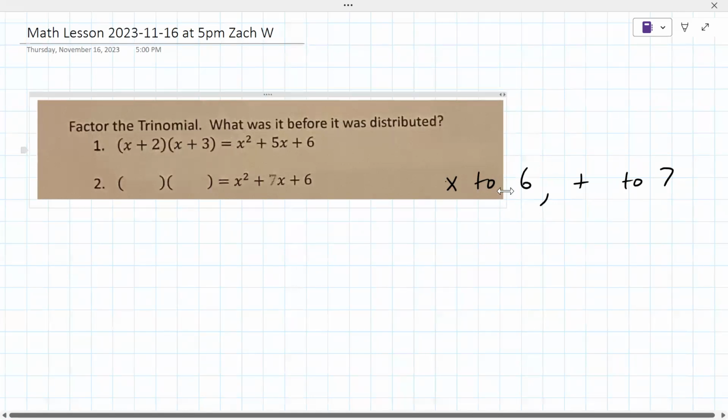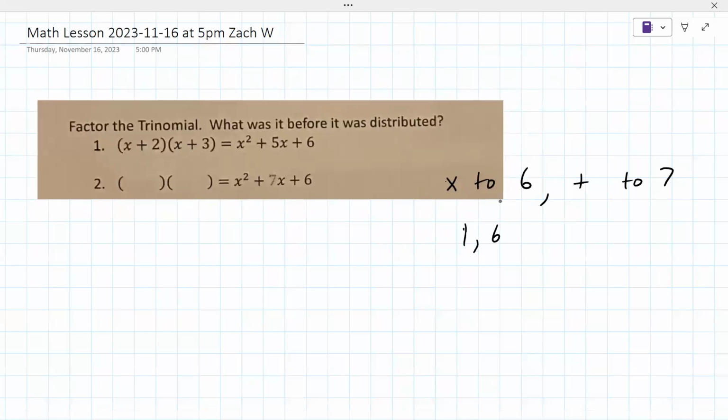So you really want to focus on the multiplication part. 1 and 6. And then 2 and 3. Do either of those add to 7? Yes, 1 and 6. So this becomes x plus 1, x plus 6. And then you're basically just done with that, correct? That's it. That's all they're looking for there.